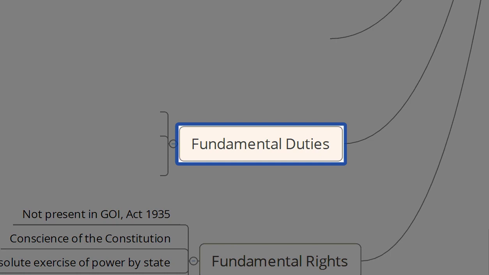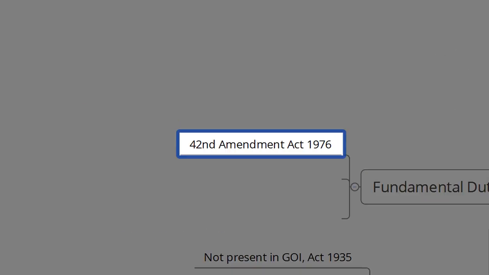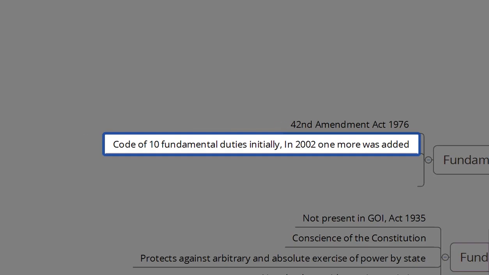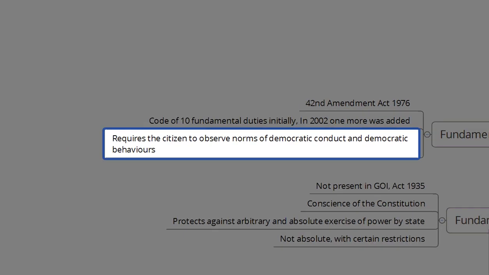The next important feature of our Indian constitution is the fundamental duties. The fundamental duties were introduced by the 42nd Amendment Act of 1976, and it was a set of 10 fundamental duties initially, but now one more duty was added in 2011, hence there is a total of 11 fundamental duties. These fundamental duties require the citizen to observe the norms of democratic conduct as well as democratic behaviors.